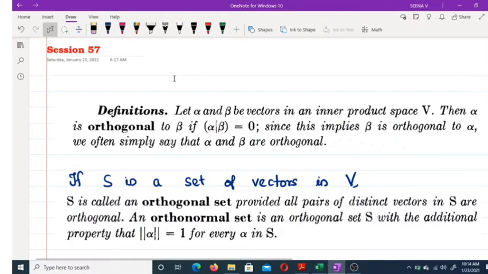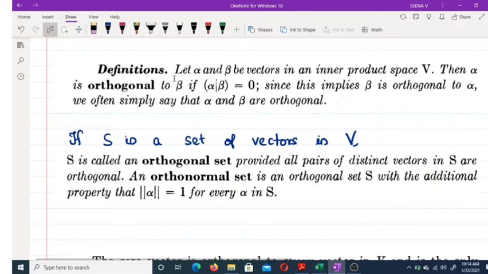Hi, good morning. In the last class, we discussed inner product spaces. Also, we discussed the definition of norm and its properties, etc. Today, we are going to discuss orthogonal sets and orthonormal sets and some examples.